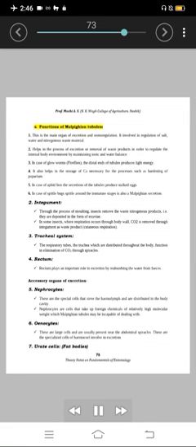Functions of Malpighian tubules. 1. This is the main organ of excretion and osmoregulation. It is involved in regulation of salt, water and nitrogenous waste material. 2. Helps in the process of excretion or removal of waste products in order to regulate the internal body environment by maintaining ionic and water balance.